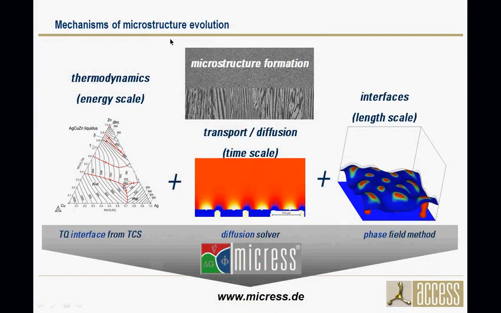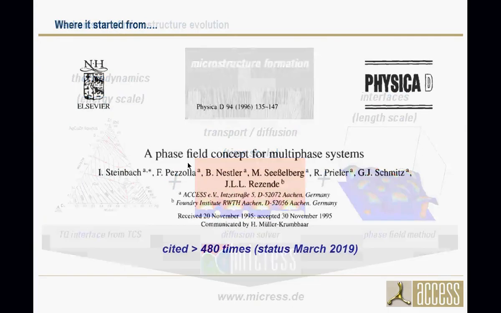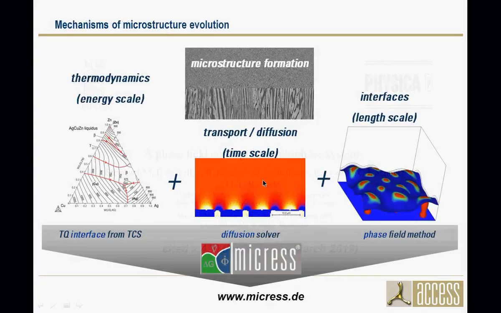So the mechanisms of microstructure evolution as handled by MICRESS are essentially based on, first, the knowledge of when a phase is stable at all, which is determined by thermodynamics. Then we need to know a little bit about the diffusion time scale, and in the very end we also need to know about the curvature of interfaces, and this is due to the fact that the thermodynamic equilibrium depends on local curvature.